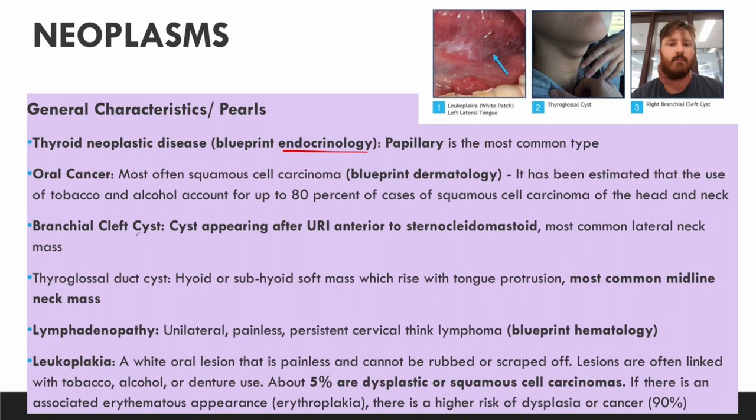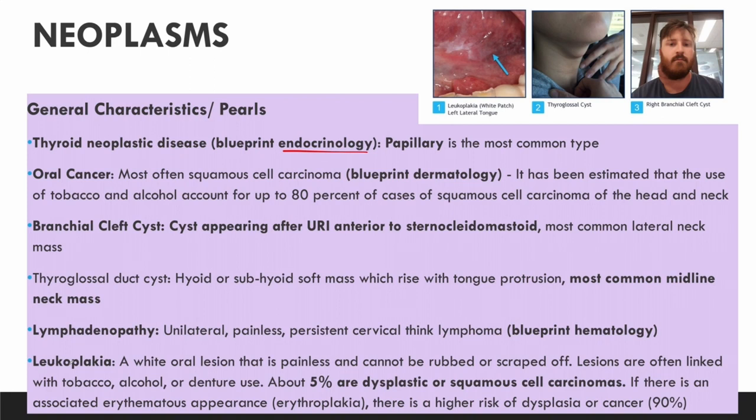There's a branchial cleft cyst. It's the cyst that can appear after a URI, around the SCM muscle. It's the most common lateral neck mass, not to be confused with lymphadenopathy and things like that. Thyroglossal duct cysts are usually in the anterior neck area, and they can rise when you stick your tongue out. That is the most common midline neck mass. Then we also have lymphadenopathy, which you covered in probably hematology, thinking about things like lymphoma and other types of cancers. And then last but not least, leukoplakia, which is a white oral lesion.